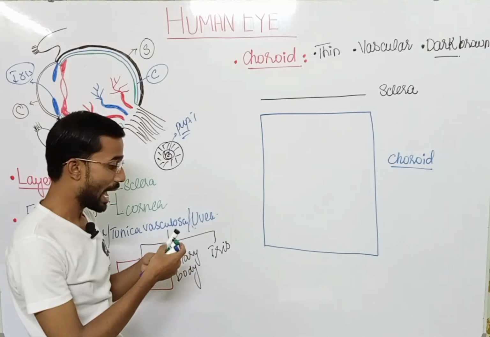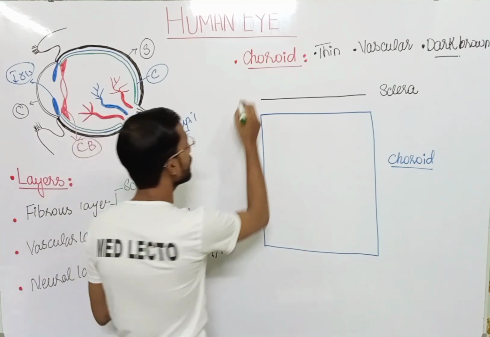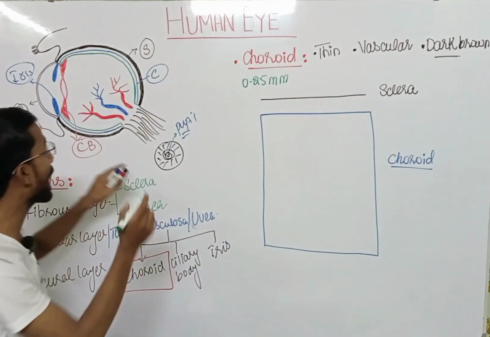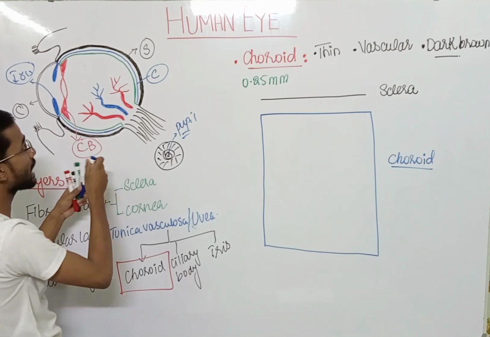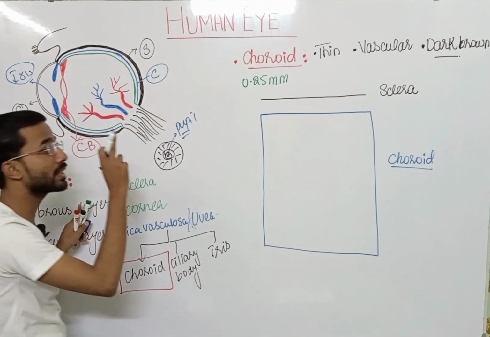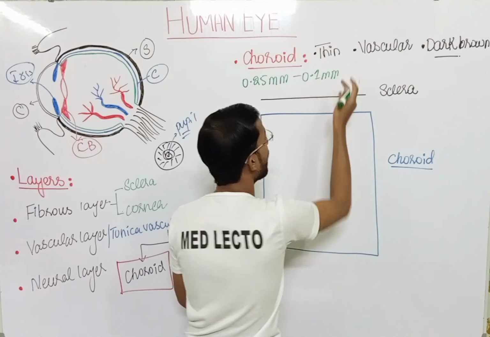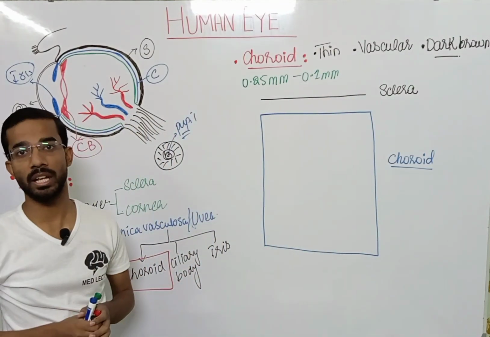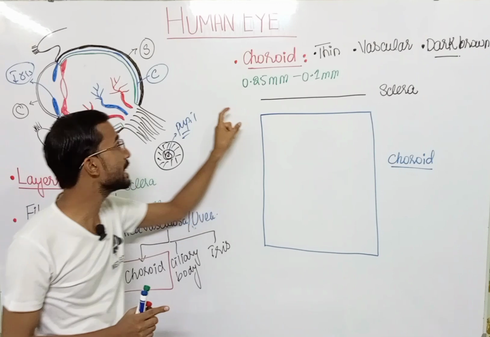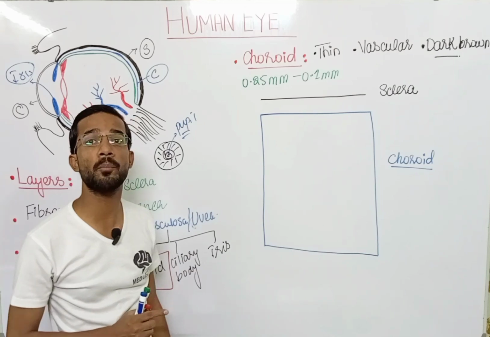The thickness of the choroid is 0.25 millimeter at the posterior side. When it moves to the anterior side of the eye, at the ciliary body, the thickness reduces to 0.1 millimeter. So there is a variation in the thickness of the choroid.